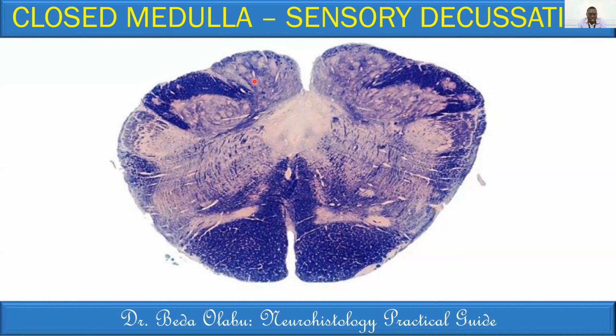And as they have correctly said, this is the nucleus gracilis with fasciculus gracilis. This is nucleus cuneatus with fasciculus cuneatus. And this is the spinal nucleus of trigeminal with the spinal tract of trigeminal next to it. So this is closed medulla, level of sensory decussation.